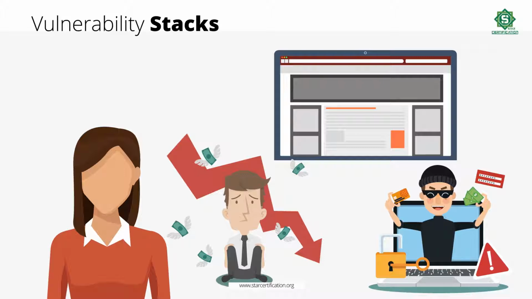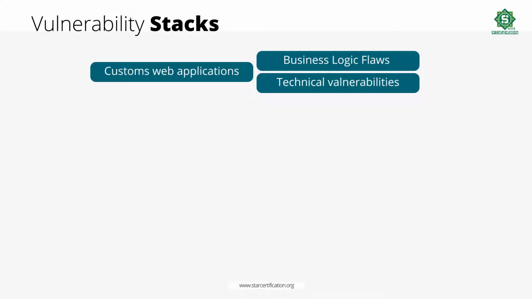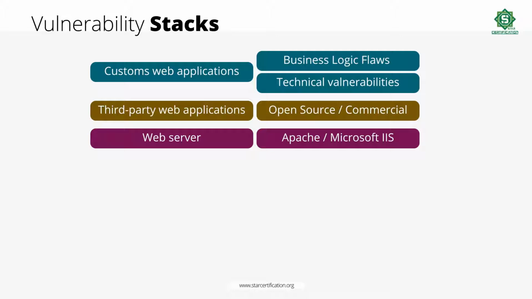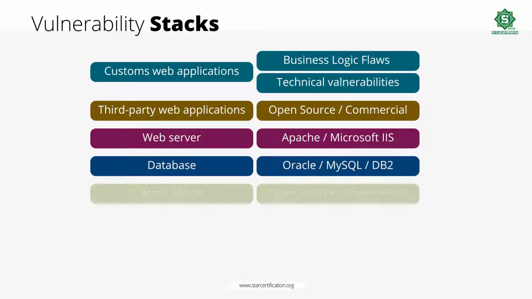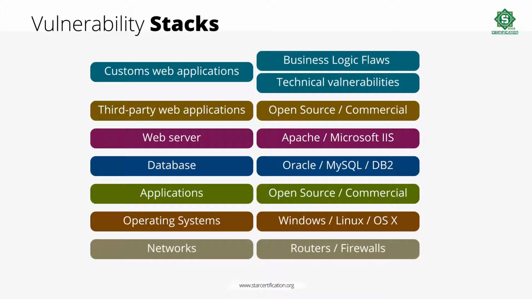Vulnerability stack represents the areas of focus where possible vulnerabilities can occur. It is represented in 7 different layers as seen in the image. They are custom web applications, third-party web applications, web server, database, applications, operating systems, and networks.